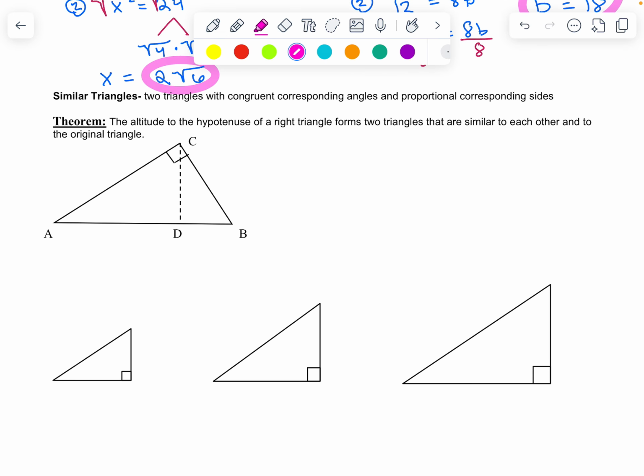So for a right triangle, we know the altitude of the hypotenuse of a right triangle forms two triangles that are similar to each other and to the original triangle. So what that means is we kind of have three triangles here that we're working with. We have the big triangle, the whole thing. That would match our biggest triangle down here.